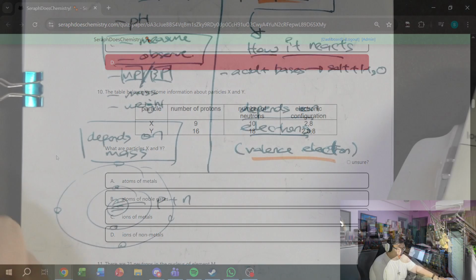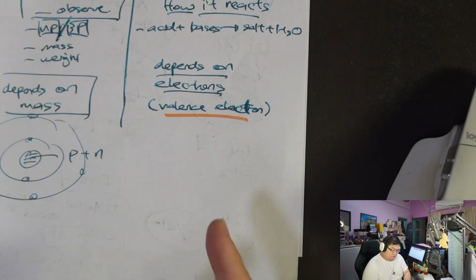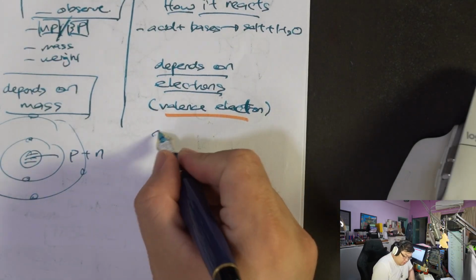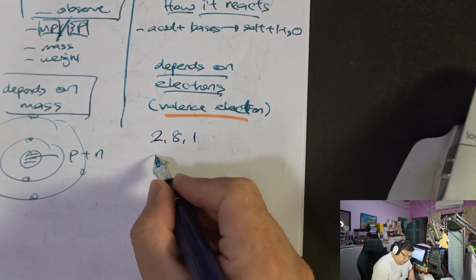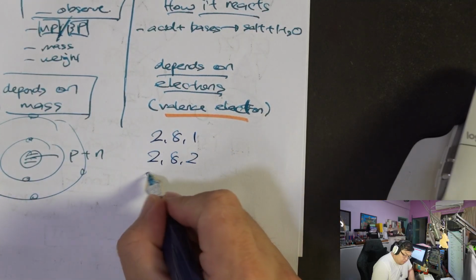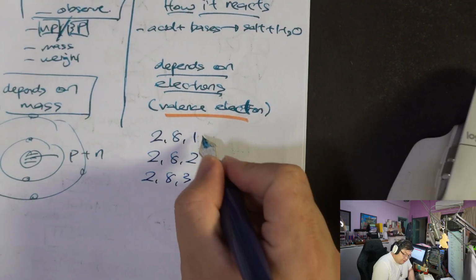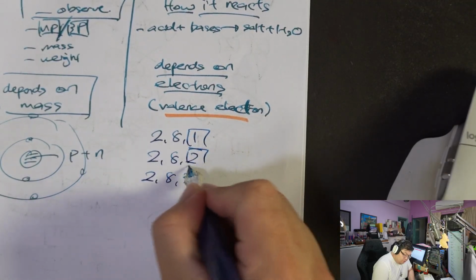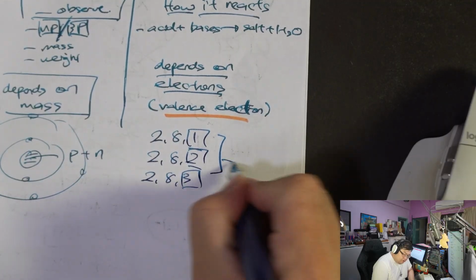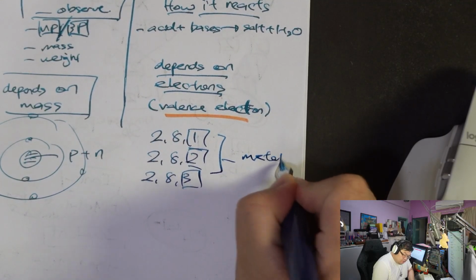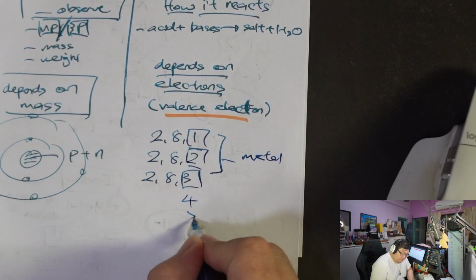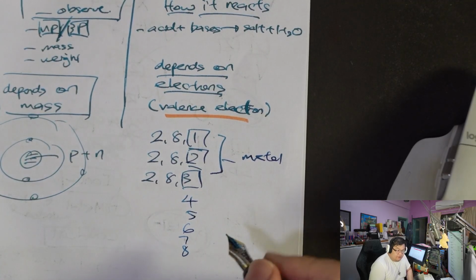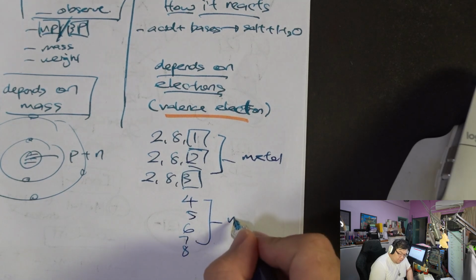To tell whether something is a metal, you look at the valence electrons. If the valence electron is 1, 2, or 3, they are considered as metal. If the valence electron is 4, 5, 6, 7, 8, they will be non-metal.